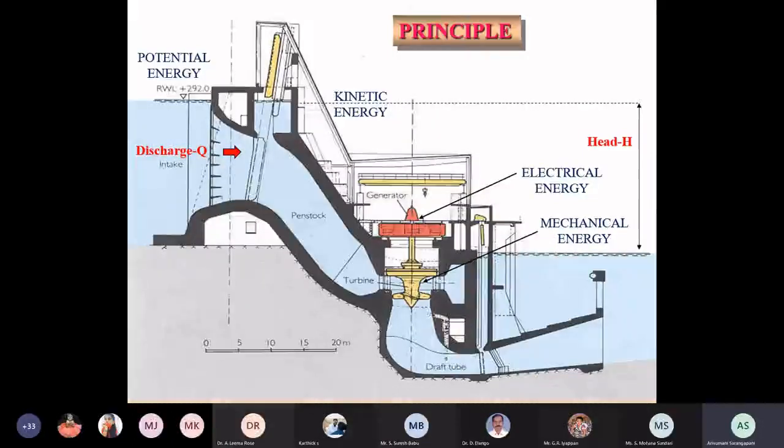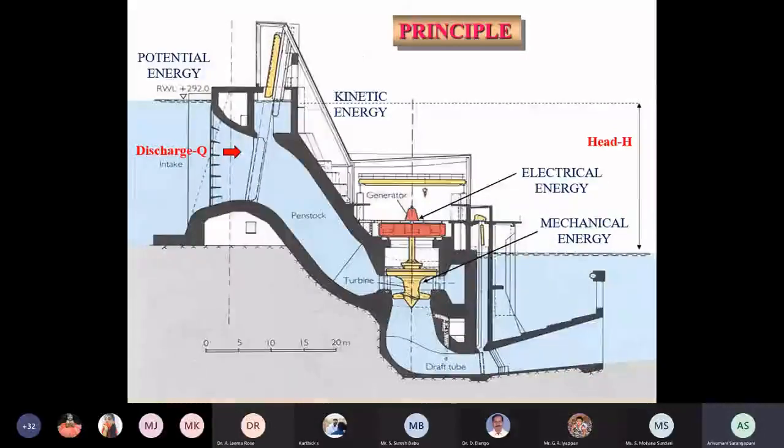The water is stored at some height. From there, the water is taken through an intake structure, which is just an opening of a pipe or tunnel. From here the water is taken inside through a penstock. A penstock is nothing but a steel pipe. In older days, the penstock was made of concrete in small head projects, but nowadays mostly steel pipes are used.